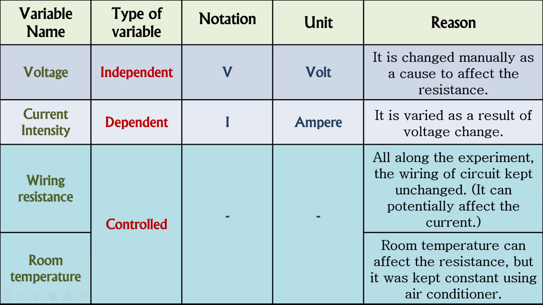She mentioned that the wiring resistance, all along the experiment, the wiring of the circuit was kept unchanged. It can potentially affect the current, and also the room temperature can affect the resistance, but it was kept constant using an air conditioner. And it was not that necessary to mention a unit or notation for these two. Sometimes it's needed, sometimes it's not. Ask your supervisor. This is an example of reasoning and a proper table for introducing the variables.